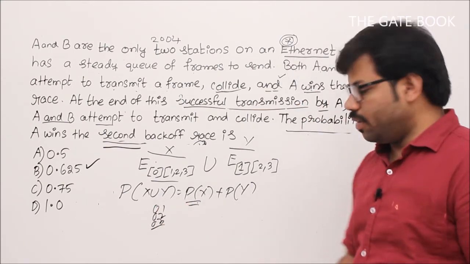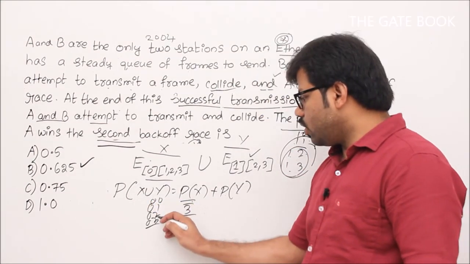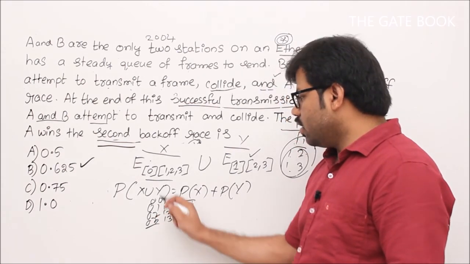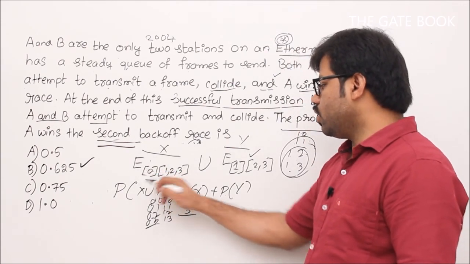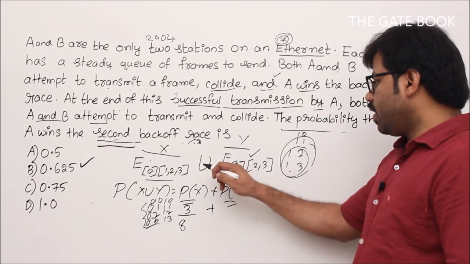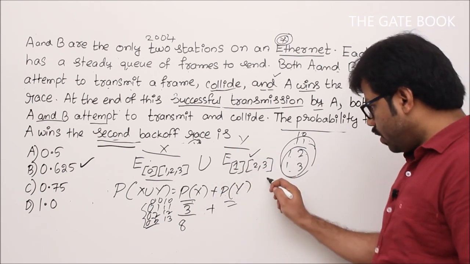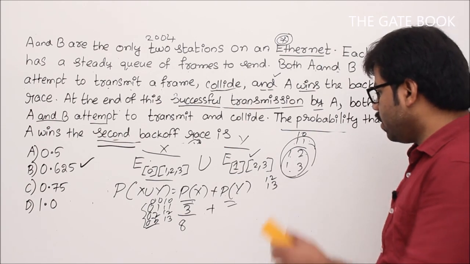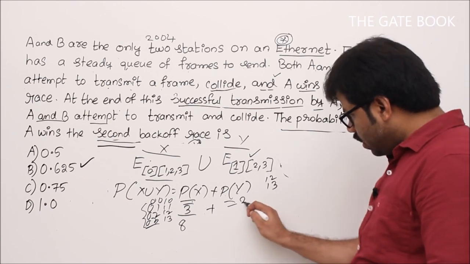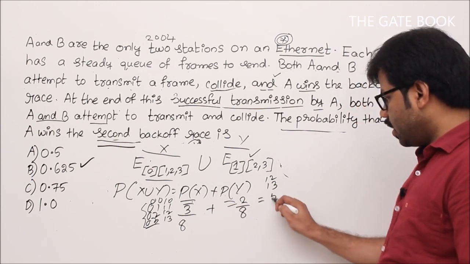Again the story comes to the same line. So (0,1), (0,2), (0,3) means 3 cases out of how many? (0,0), (0,1), (0,2), (0,3) and (1,0), (1,1), (1,2), (1,3). So 3 out of 8, plus what is the probability of Y? The probability of this event occurring: getting 1 for A and getting 2 or 3 for B. For that we have only (1,2) and (1,3), right? The total cases are again 8. So 2 out of 8. So 3 by 8 plus 2 by 8 is nothing but 5 by 8.